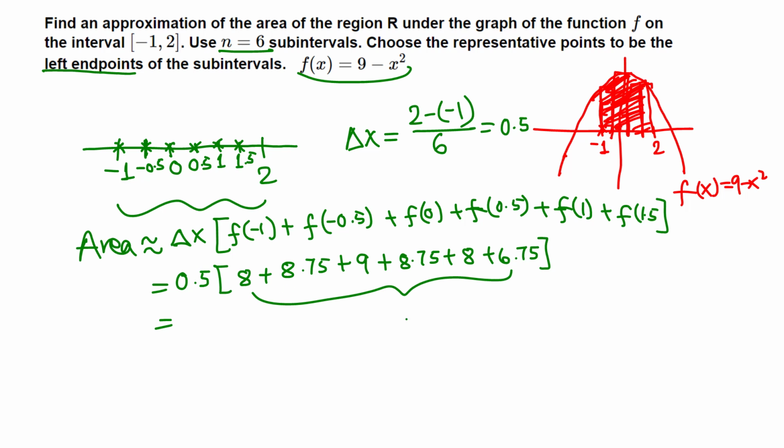We add all these 6 numbers and multiply with 0.5. Add and multiply by 0.5. It comes out to be 24.625. Okay, so that's this approximate area. The actual area is this. We approximated using 6 rectangles, by the way, and this graph is not needed. This part is final.